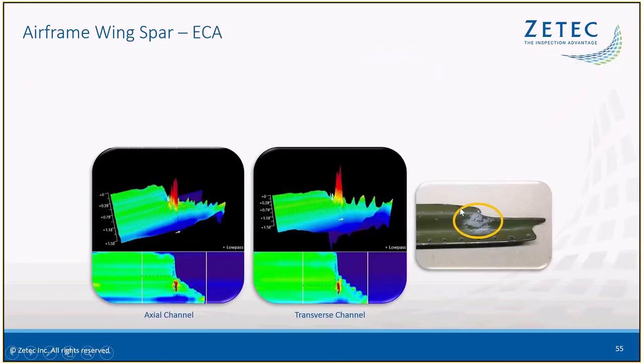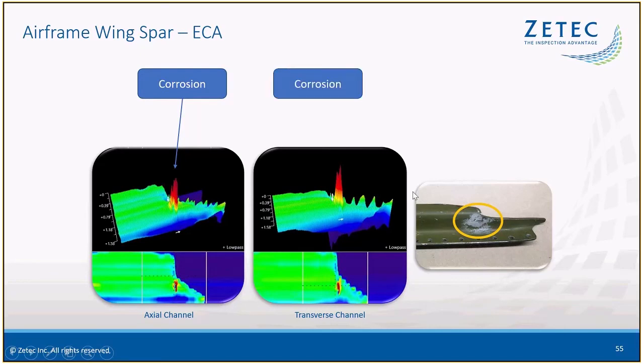So you can see in this area here, this one was actually corrosion. And you know it's corrosion because when you look at the axial channel and the transverse channel, you're seeing essentially the same thing. So there's no disappearance of the signal in either one. And so you know there that you have some level of volumetric going on.